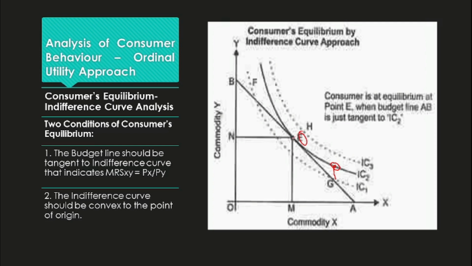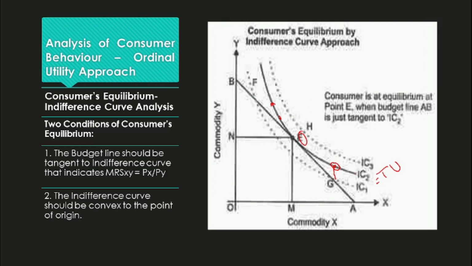And why do we call it a consumer's equilibrium? Because on this whole curve, IC2, it does not matter whichever combination a consumer chooses, his satisfaction will be the same. So he is indifferent. He would not be dissatisfied by choosing the combination at point E, because this point, or this point, or this point, all of these combinations of commodity X and commodity Y are going to give him the same kind of satisfaction, because we know that the total utility that a person gets from any combination on the indifference curve remains equal for this particular IC curve.